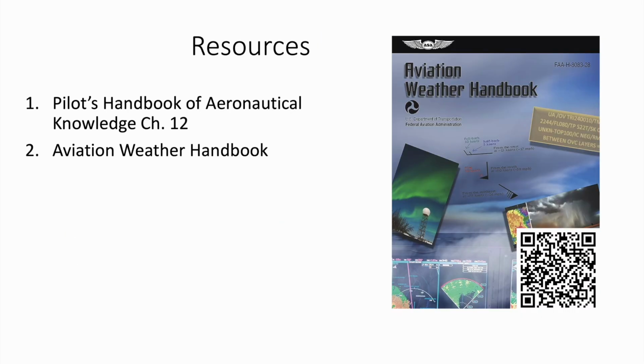So resources for this one, chapter 12, which was the reading for this lesson. And then another one I recommend is the Aviation Weather Handbook. It used to be 2 manuals, and then a couple years ago they combined it into one, so now you have one pretty thick book. Again, it's an FAA publication, so you can download it for free. But the Handbook of Aeronautical Knowledge has a really brief introduction to a lot of these topics, and then the Weather Handbook goes into a lot more detail.